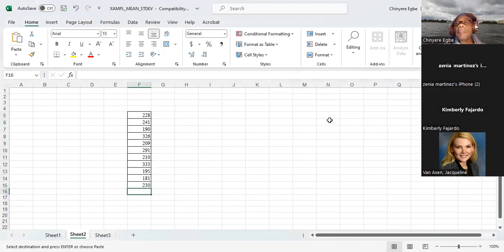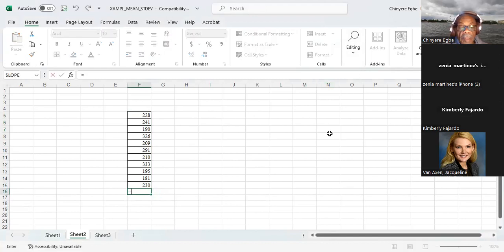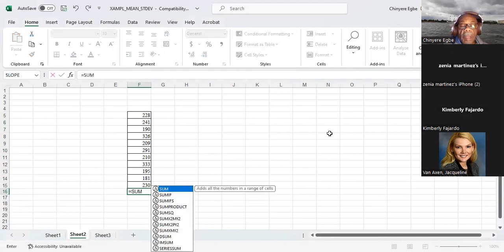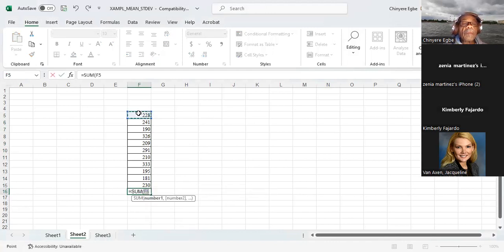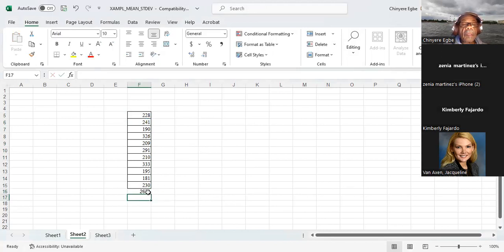So the sum will be, you can use the Excel facility. And so the sum will be 2,634. And the average, this is the sum. The average, or what we call the mean. The mean is simply another way of saying average.